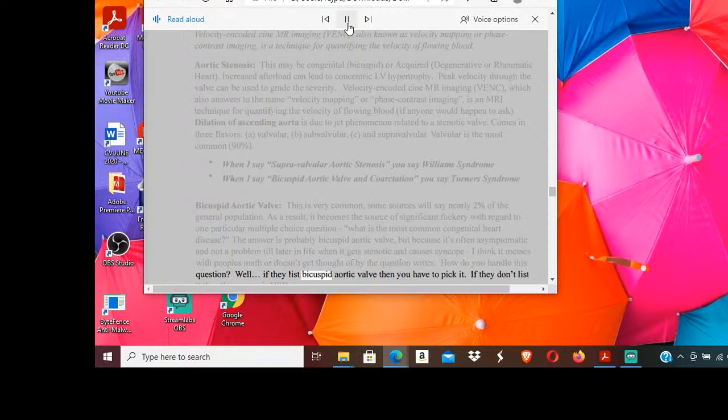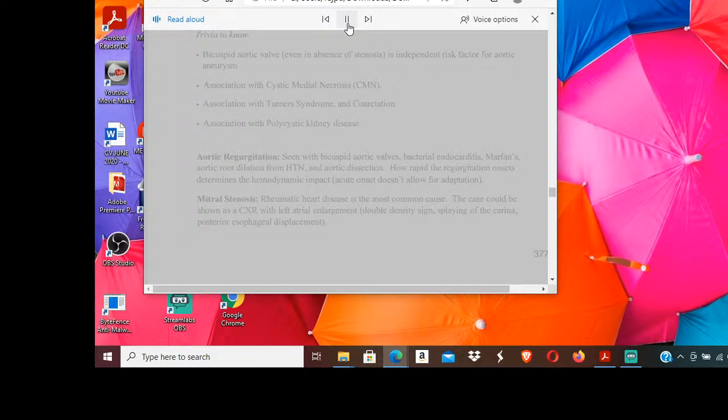How do you handle this question? Well, if they list bicuspid aortic valve then you have to pick it. If they don't list it then the answer is VSD. Trivia to know: bicuspid aortic valve, even in absence of stenosis, is an independent risk factor for aortic aneurysm.